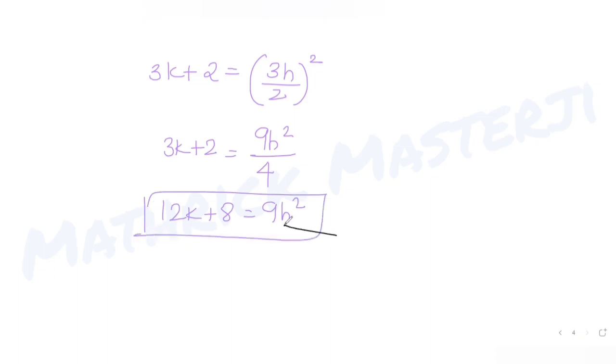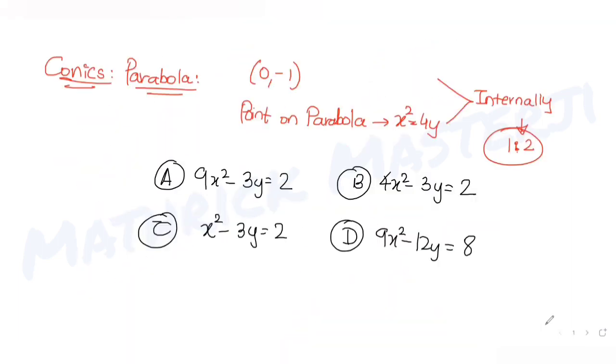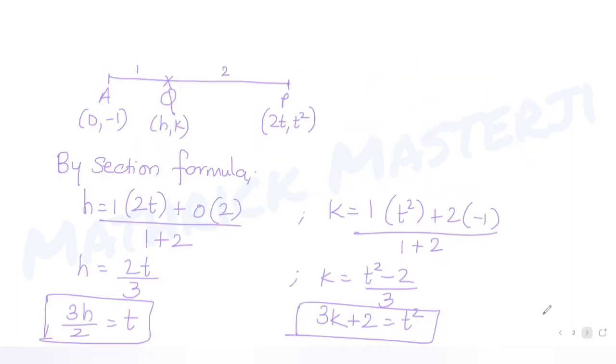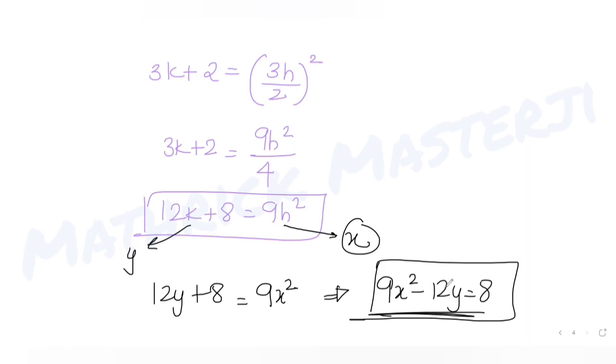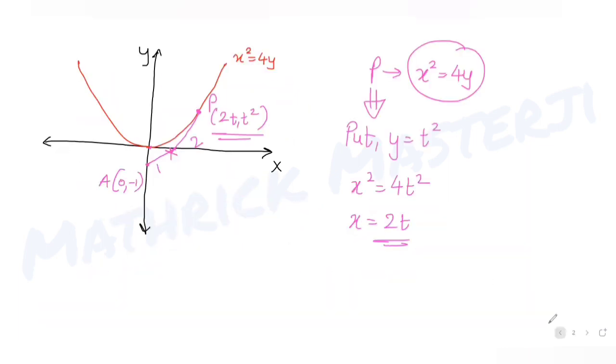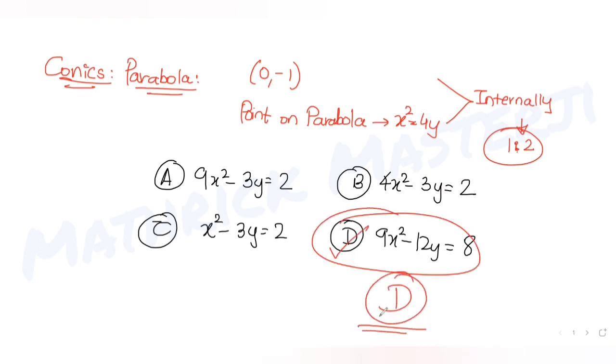Now I re-substitute to find the locus: h with x and k with y. That gives 9x squared equals 12y plus 8. Since in the answer choices x and y are kept together, 9x squared minus 12y equals 8. That becomes the locus of the point given to us, which is option D. So D is the correct answer here.